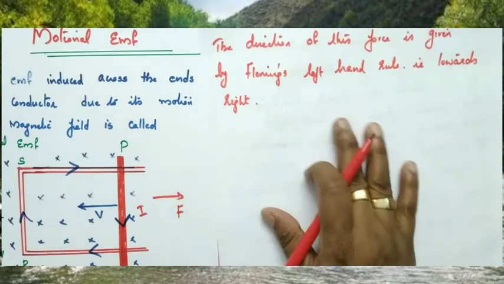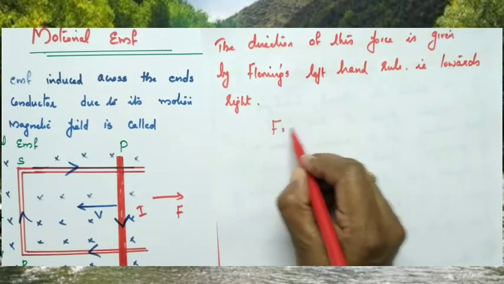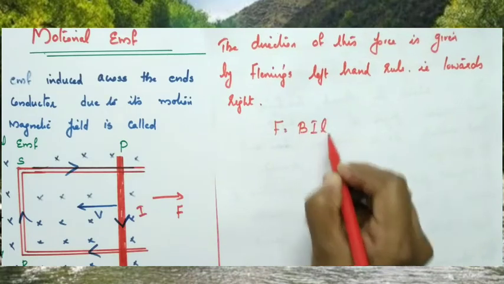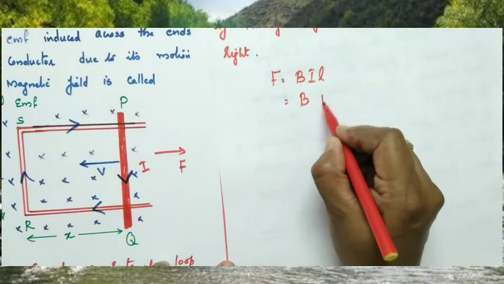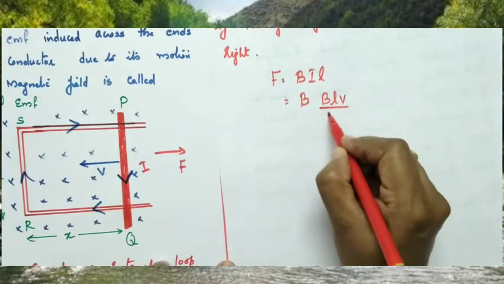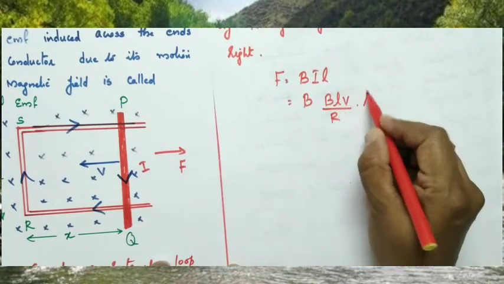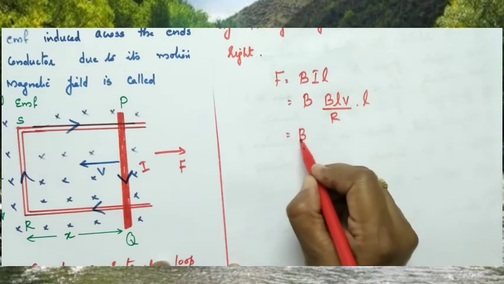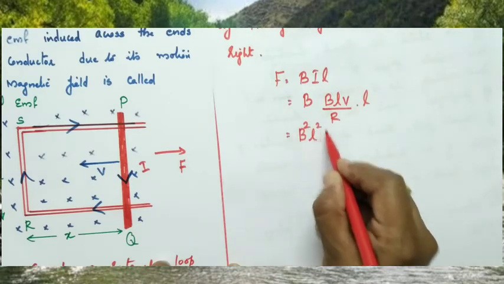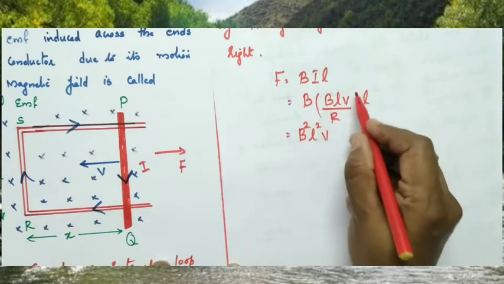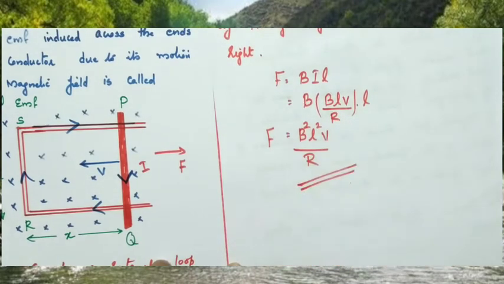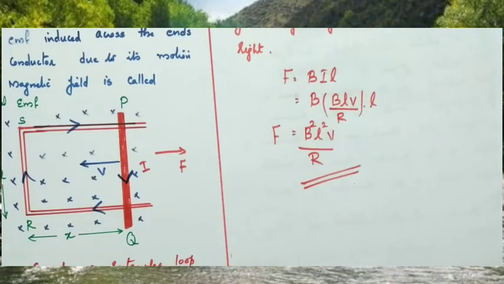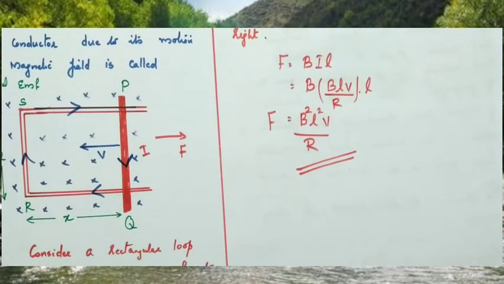So we know F equal to BIL, and we have derived the current. What is the value of current? Current is given by BLV divided by R, isn't it? Length L. So the force is given by B square L square V divided by R. So the force experienced by the conductor is F equal to B square L square V divided by R.